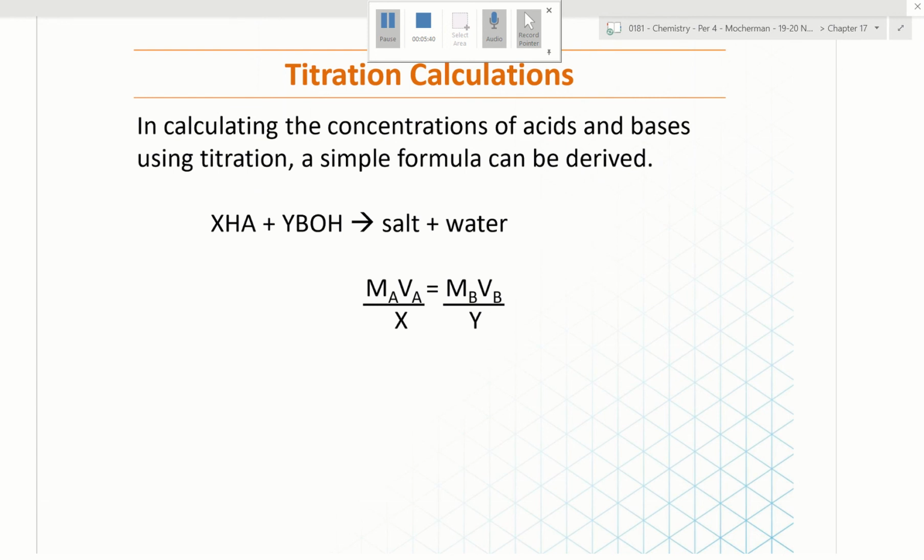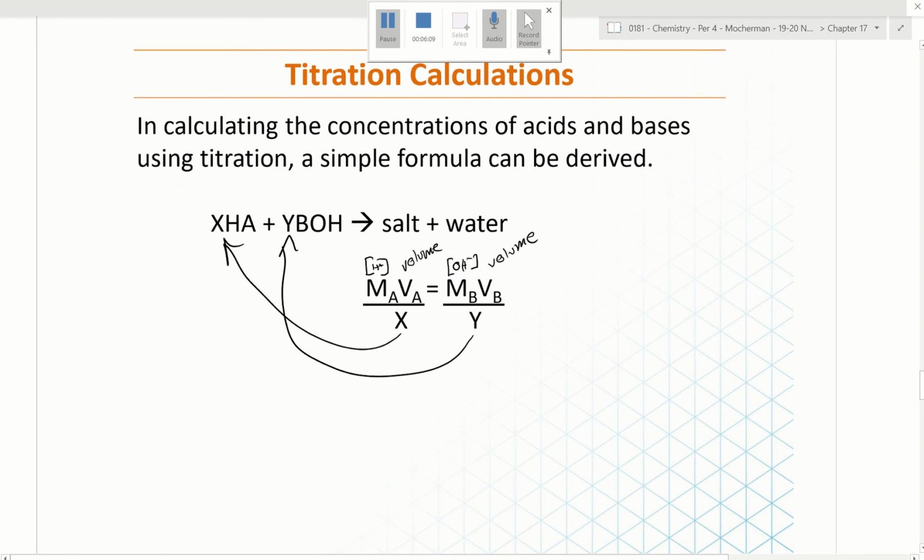To calculate in a titration, we're going to use the equation M1V1 or MAVA equals MBVB. In other words, the molarity, the concentration of the H plus times its volume is going to be equal to the concentration of OH minus times its volume. And X and Y are the molar values from the balanced chemical equation.